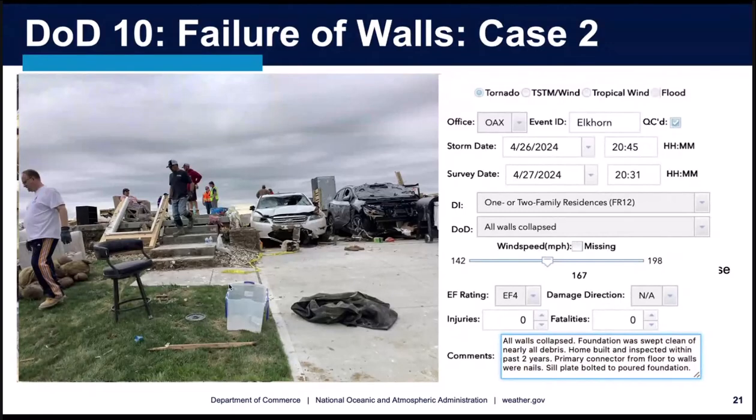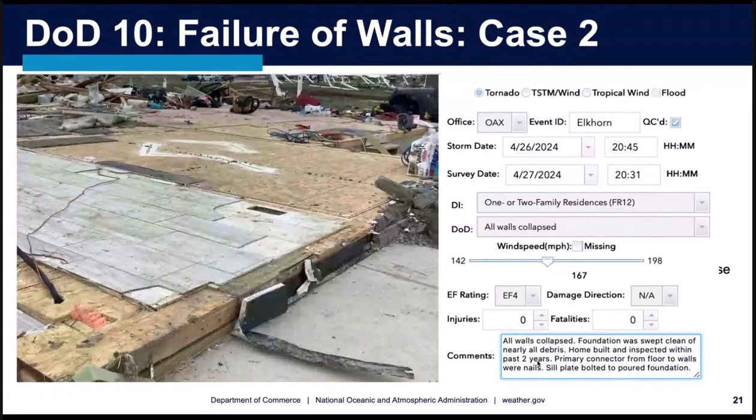But in this case, the surveyor up there said primary connector floor to walls were nails, and the sill plate was bolted. Actually, it was more than that. This whole floor diaphragm was bolted to the foundation. So you see the diaphragm of the floor, and then we got the sill plate. All of that was bolted down to the foundation. But the walls that were here were basically straight nailed in.